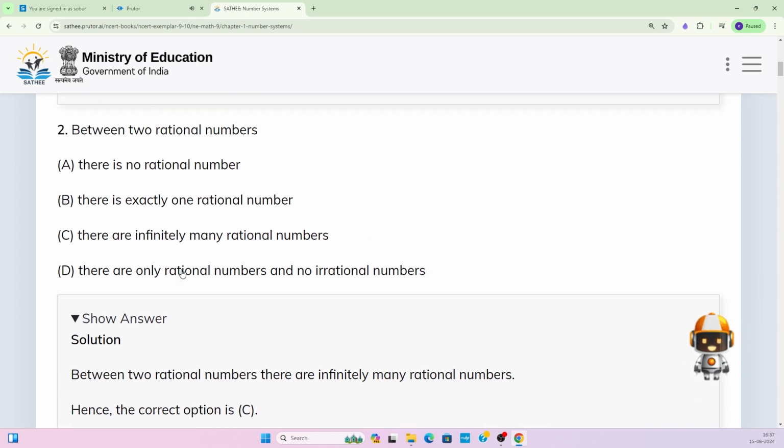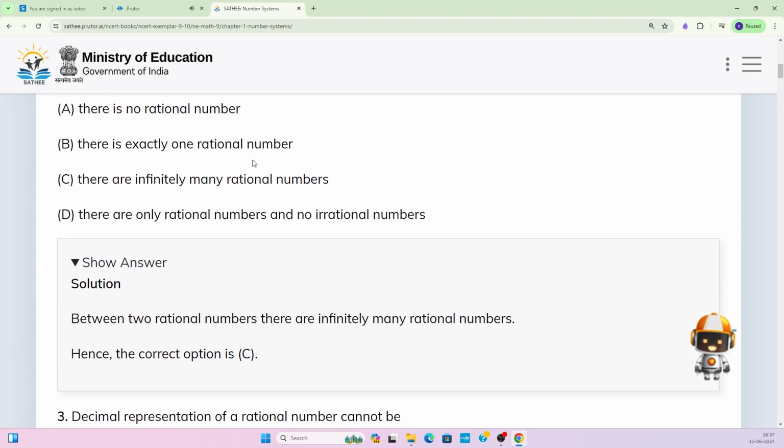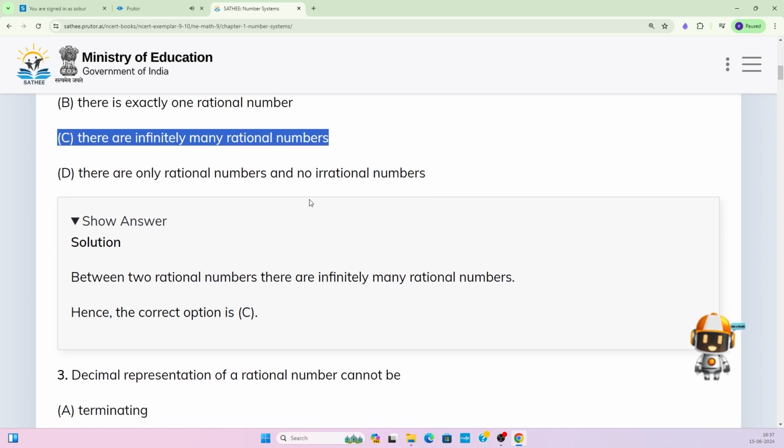We have studied in our previous lecture that, in fact, between two rational numbers there are infinitely many rational numbers. So here the correct answer is option C. Now let us move to the next problem.